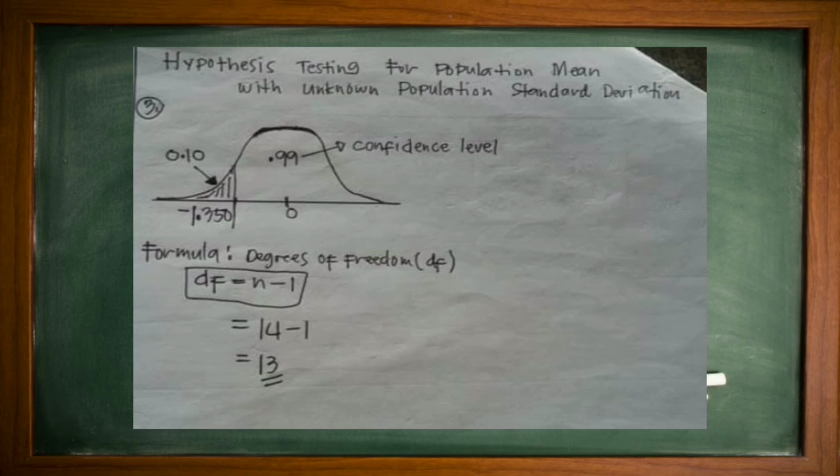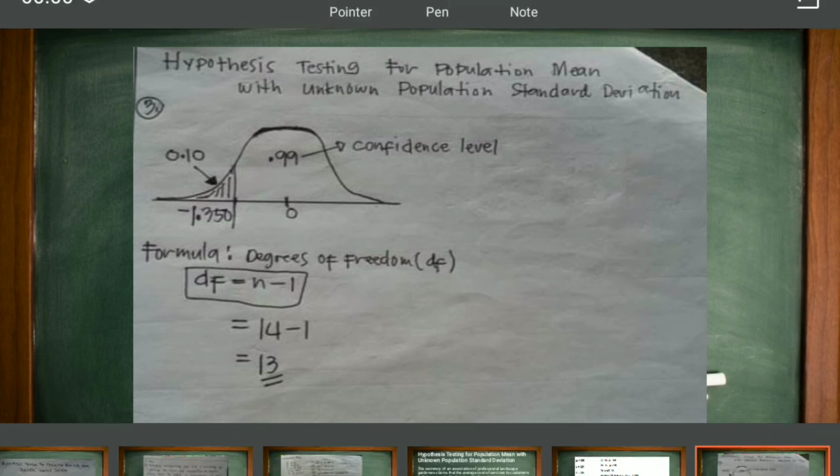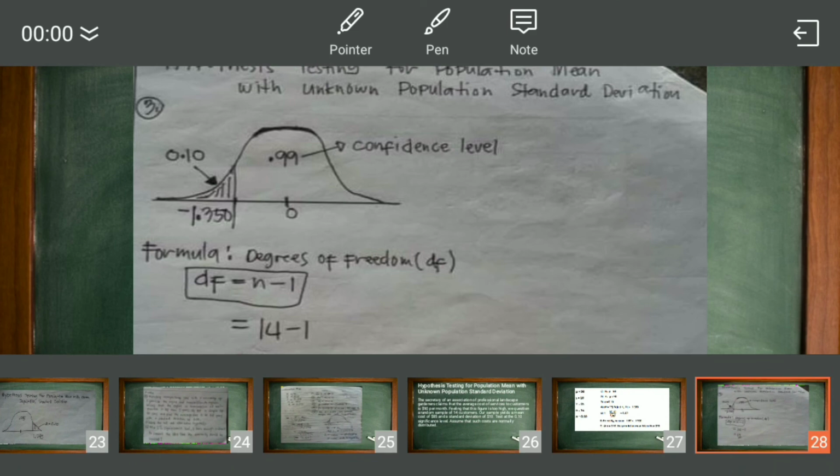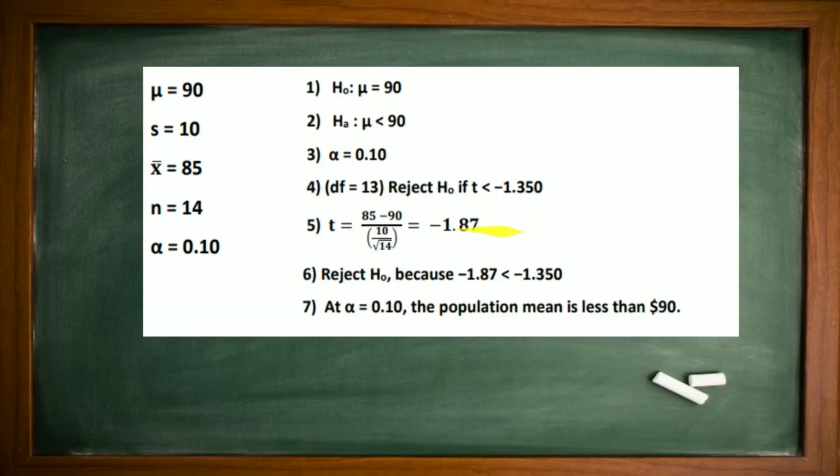And then, take note po that to get the value of degrees of freedom, we have the formula df equals n minus 1. So, kung yung n po natin or yung sample size is 14, magkakaroon po tayo ng sagot na 13. Kasi 14 minus 1 is equal to 13. So, yan po. And then, paano po nakuha yung negative 1.350? Punta lang po tayo sa ating table.